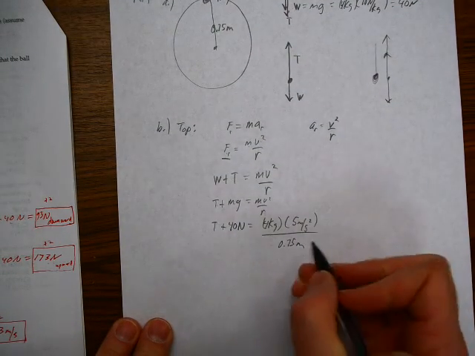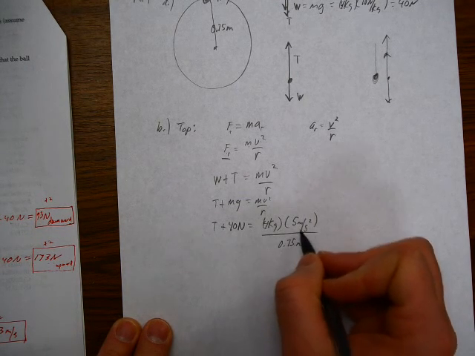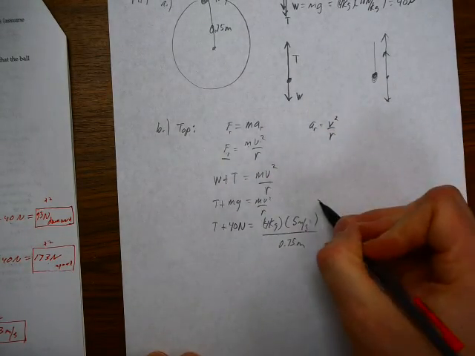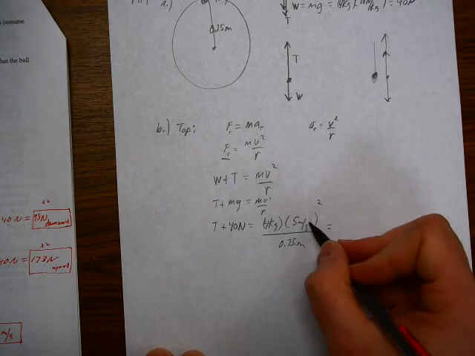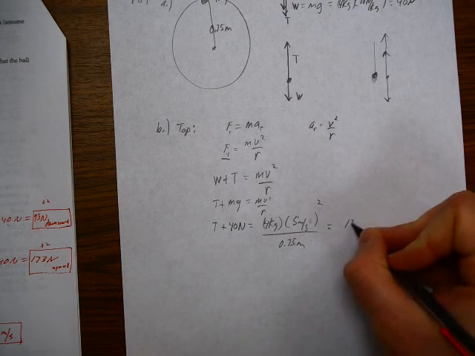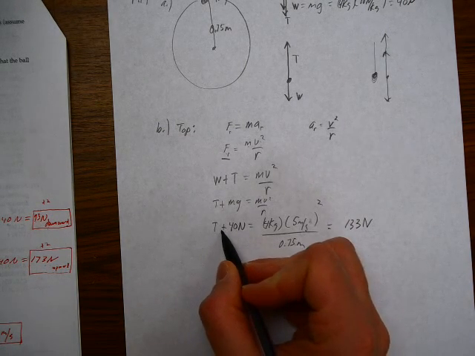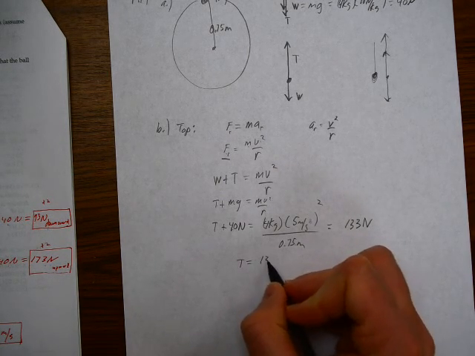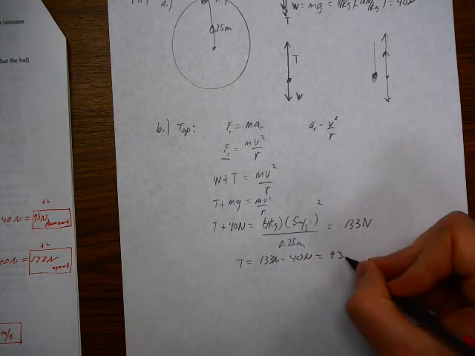Earlier I said this had to be meters, and it needs to be meters because the velocity is in meters per second, and I need the meters to cancel out. So this is 25 times 4, which is 100, divided by 0.75, which is around 133 newtons. So the tension plus 40 newtons of weight has to be equal to 133. So the tension must be just 133 minus 40, or 93 newtons.